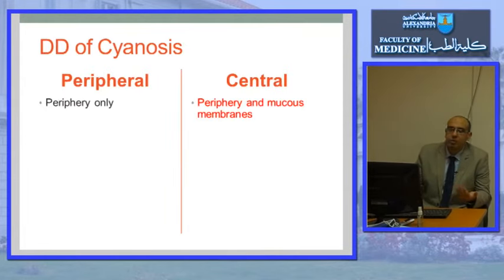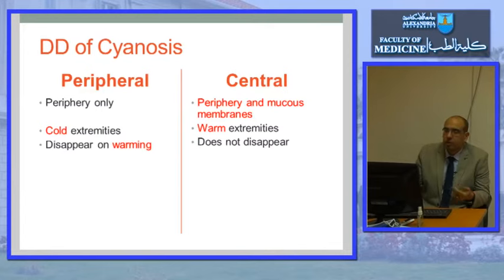How to differentiate between peripheral and central cyanosis? Peripheral cyanosis will be present in peripheral circulation as we described before in the nails and tip of the nose and tip of the ear, while central cyanosis will be present in the peripheral circulation and central circulation, and to detect central cyanosis we ask the patient to elevate his tongue and look at the base of the tongue. There will be bluish discoloration. In peripheral cyanosis, the extremities will be cold due to decreased blood flow, while in central it will be warm.